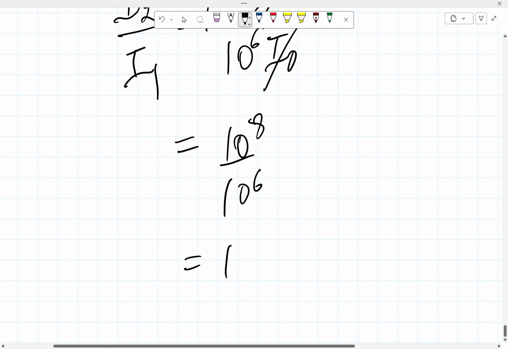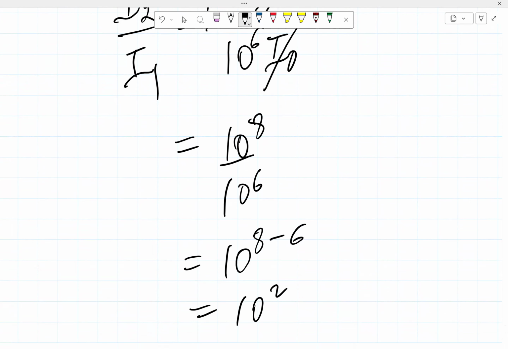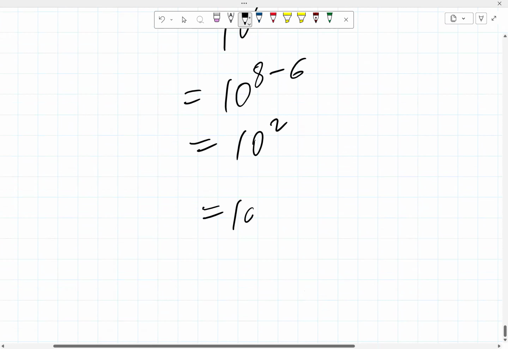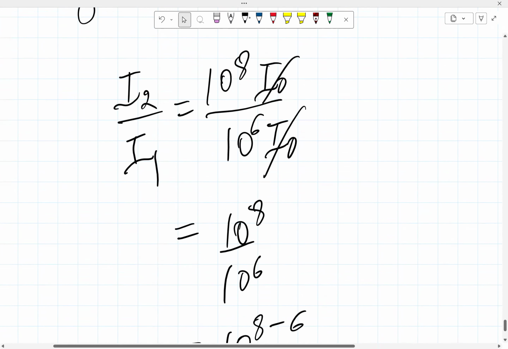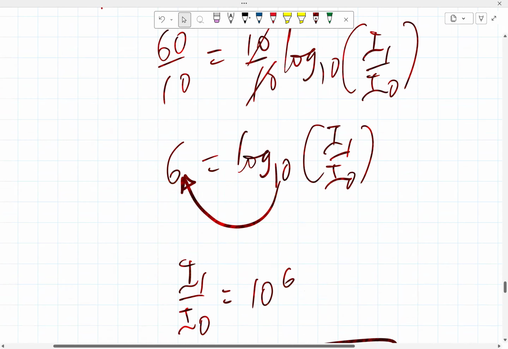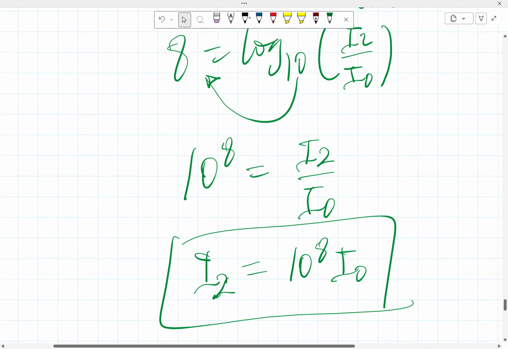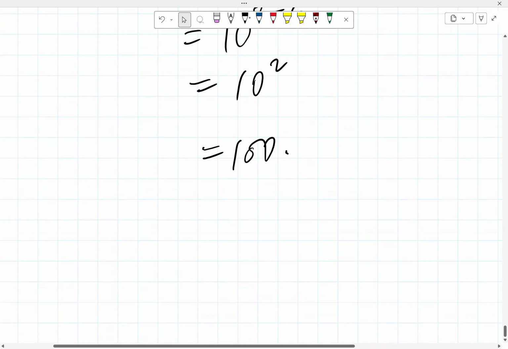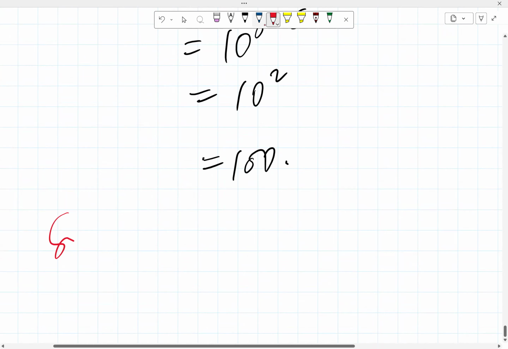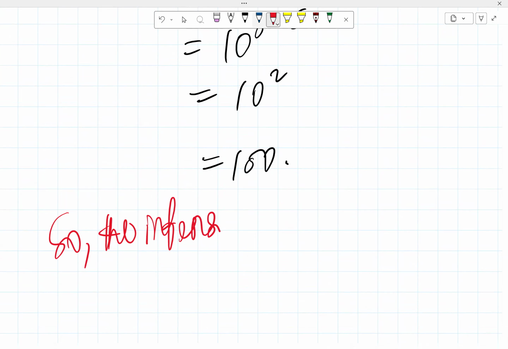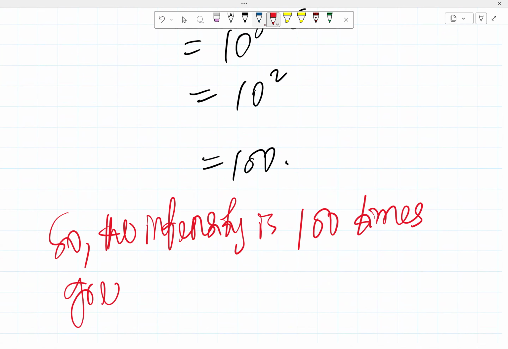And that is 10 raised to power 8 minus 6. So that is 10 raised to power 2. And 10 raised to power 2 is simply 100. Okay. So what's the answer now? We need how many times greater is the intensity? So the intensity is 100 times greater. It's 100 times greater. Okay.